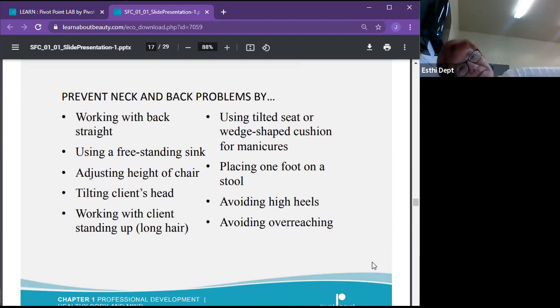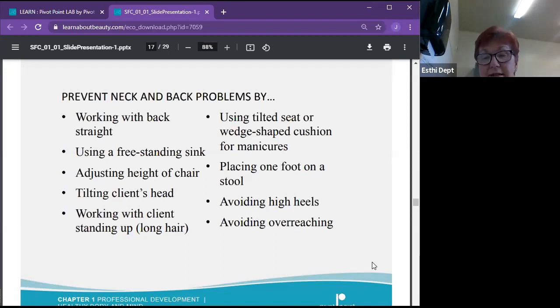We don't have them. We end up twisting our back like this, trying to get around on each side of the client to shampoo them. But with a freestanding sink, you can stand right behind it. It's kind of nice. Tilt the client's head when necessary. Don't try to scoot down and get behind that ear. Go ahead and push their head a little bit this way, okay?